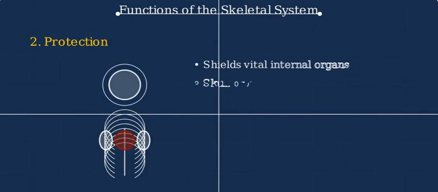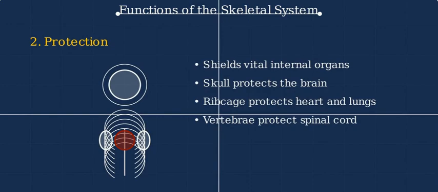Second, the skeletal system provides protection for vital organs. The skull forms a protective case around the brain, while the rib cage shields the heart and lungs from injury. These bony structures act as armor, absorbing and distributing force to prevent damage to delicate tissues.